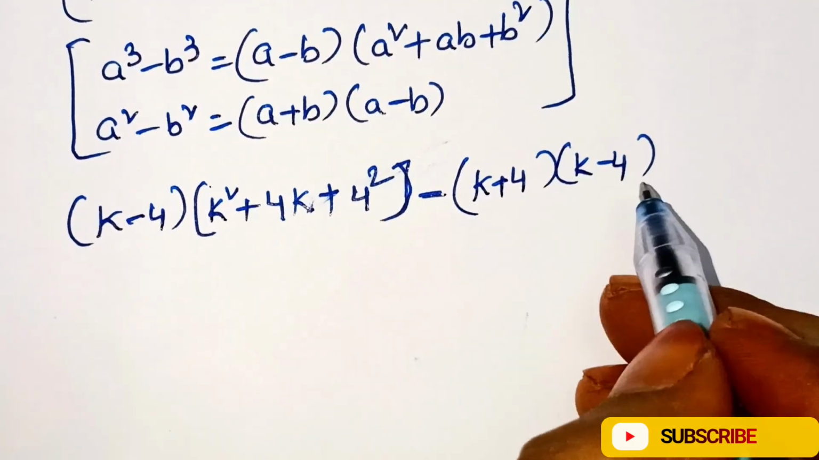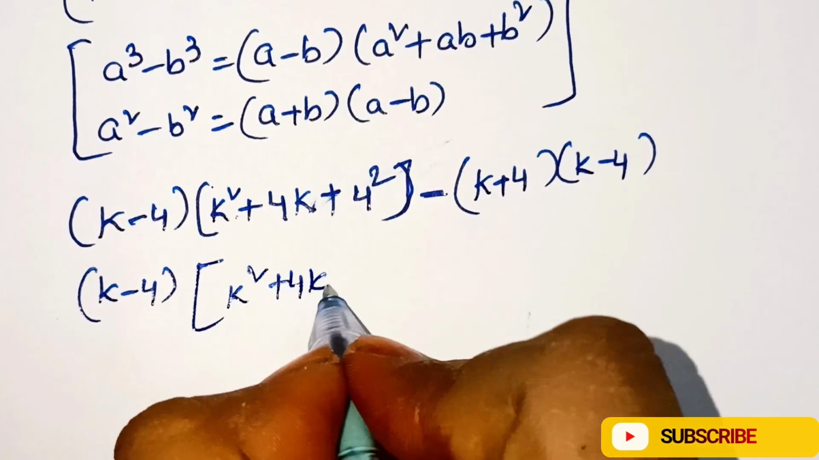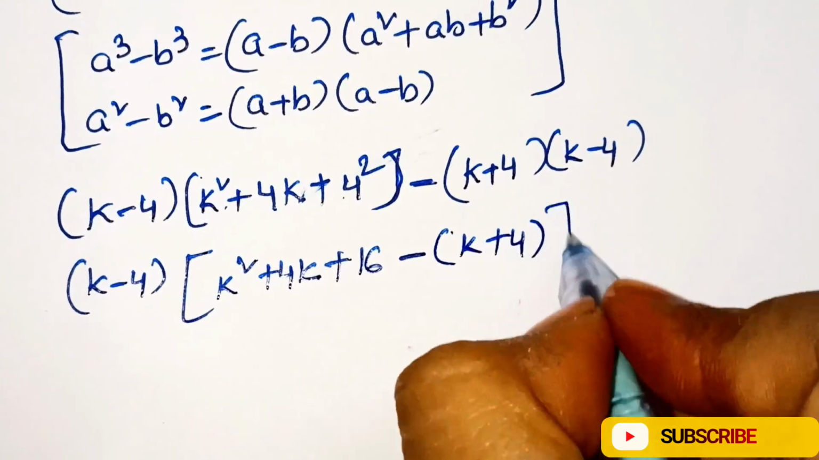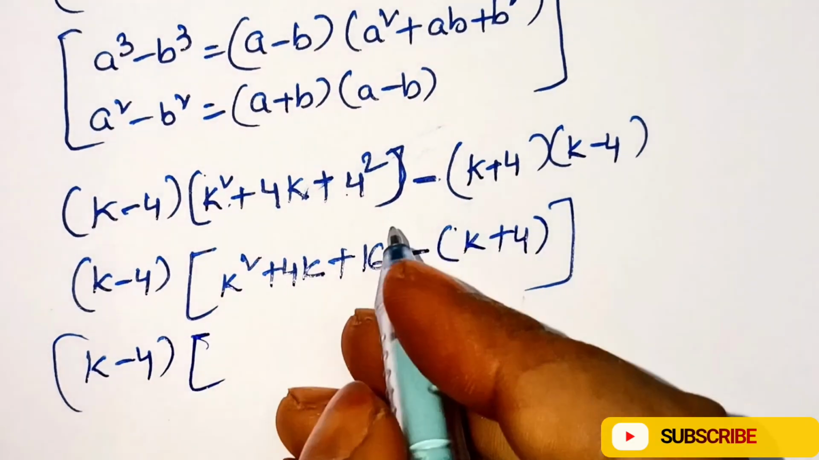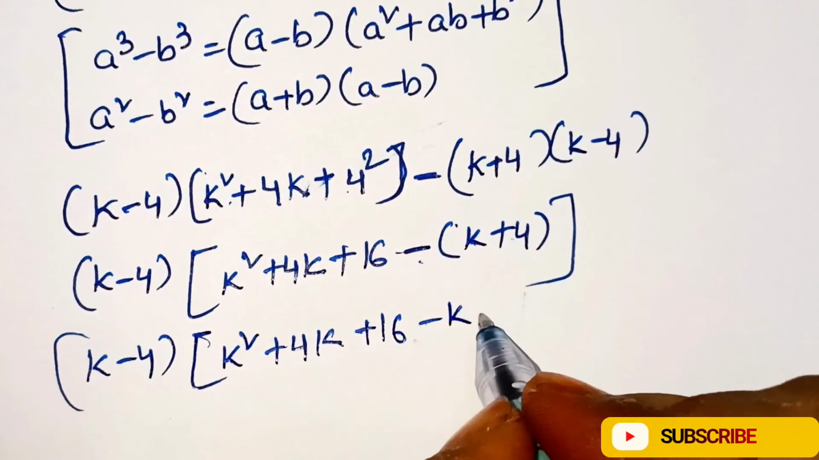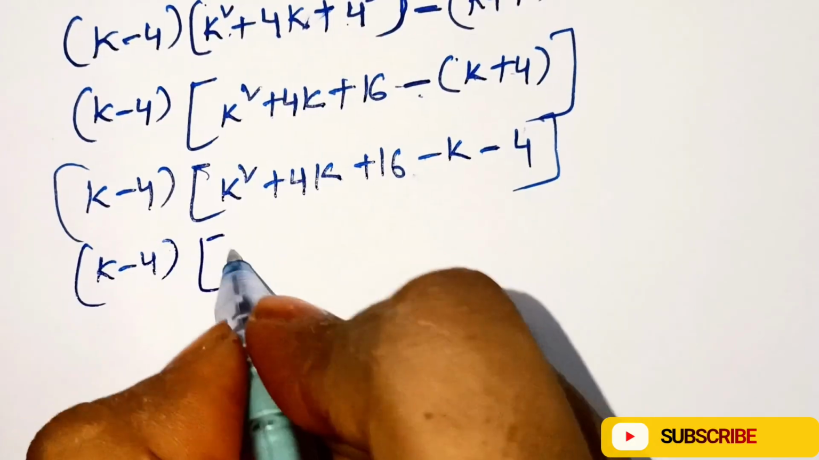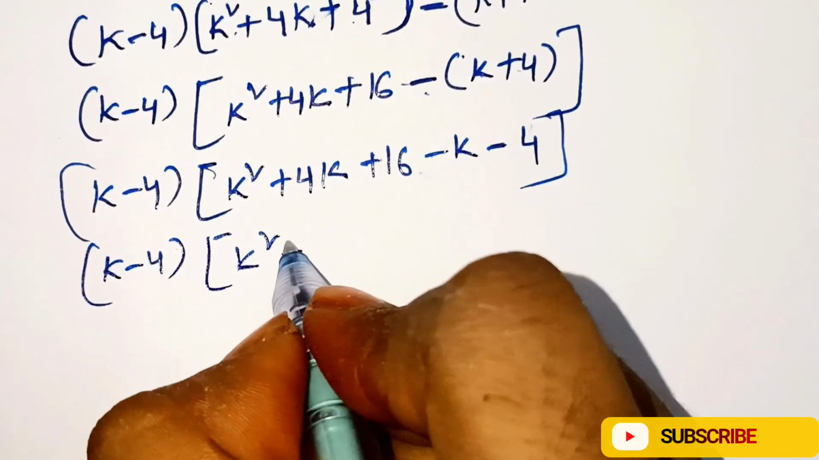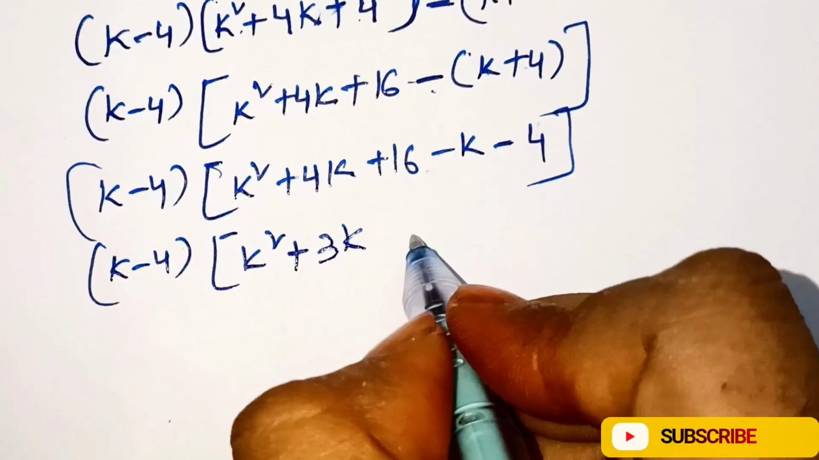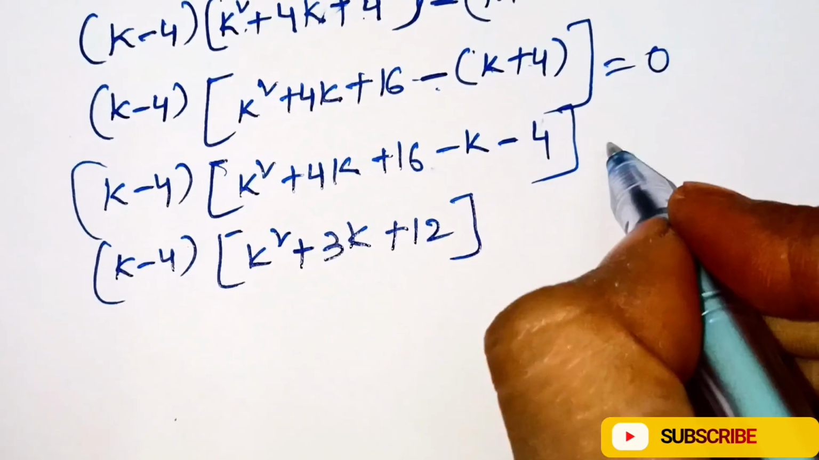Here k minus 4 is common. k minus 4 is common. k square plus 4k plus 4 square equals 16, minus k plus 4. k minus 4 into k square plus 4k plus 16 minus 4k minus 4. k minus 4 into k square plus 4k minus k, 3k, 16 minus 4 plus 12 equals 0.